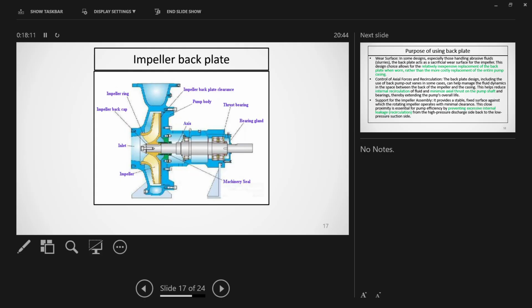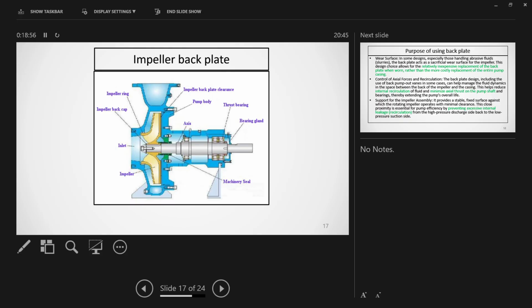Impeller backplate. Why are we using an impeller backplate? Because the impeller casing is normally cast, and we know very well that with casting material it is very difficult to maintain uniformity. So the axial clearance between the impeller and the casing is difficult to maintain if we use simple casting. So instead of casting, we use a back plate fitted on the pump body, so that you get uniform clearances and can maintain close clearances.